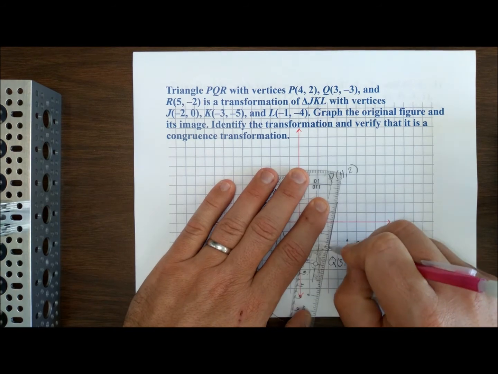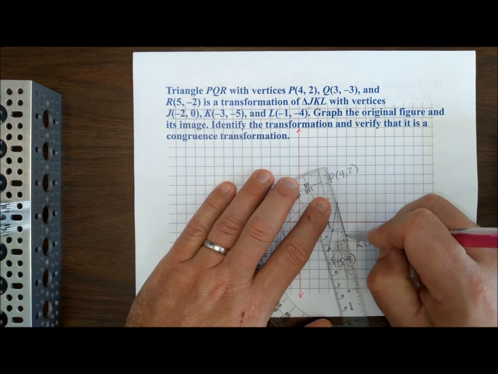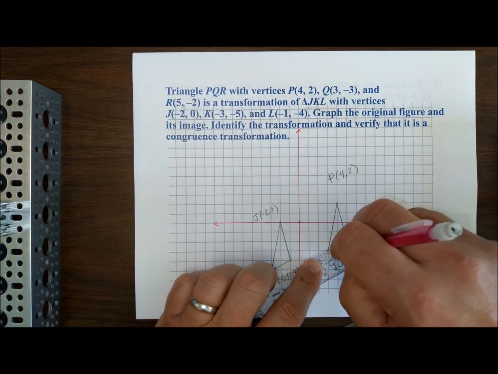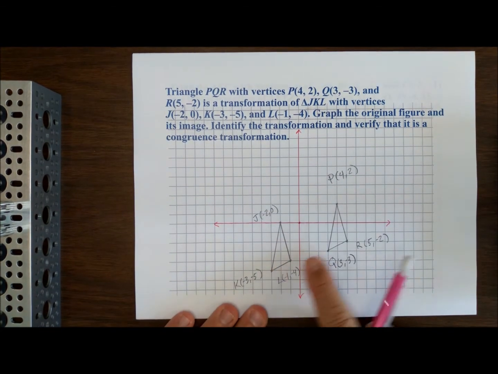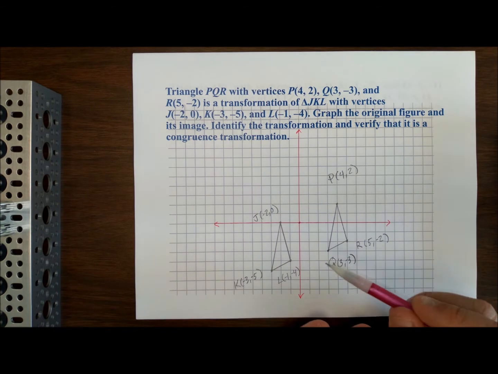Okay. This looks like a congruence transformation. What type do we suspect it is? It appears that this triangle has not been twisted, has not been rotated, has not been flipped. It appears that it has just been slid from here to here. So it looks like a translation. How could we confirm that it's a translation? You could do that little vector trick that I showed you.